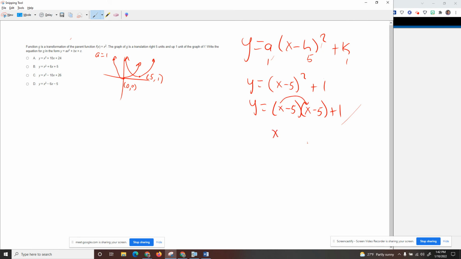So x times x is x squared. x times -5 is -5x. -5 times x is -5x. And then -5 times negative 5 is positive 25. And again, that plus 1 is out there. Now I'm going to combine like terms. x squared stays x squared. Negative 5x and negative 5x combine to negative 10x. 25 and 1 combine to 26. So your equation is y equals x squared minus 10x plus 26. C is your answer.